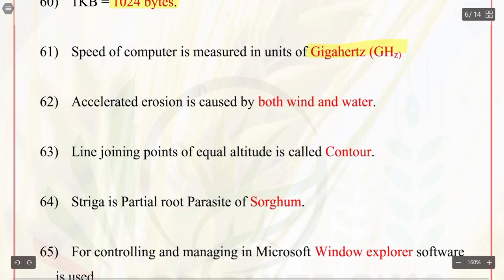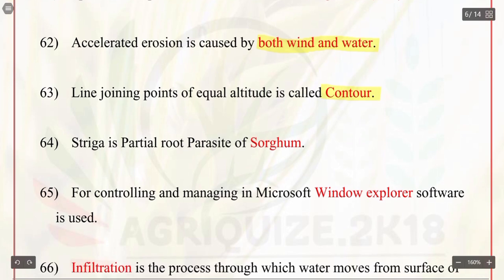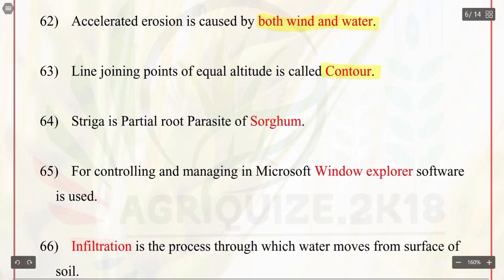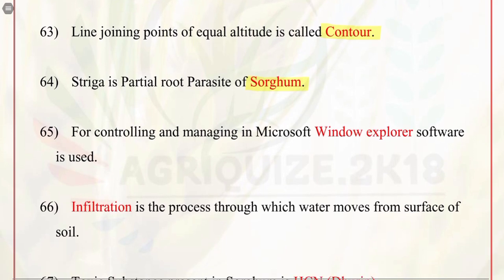Next, accelerated erosion is caused by both wind and water. Next, line joining points of equal altitude is called contour. Question number 64. Striga is partial root parasite of sorghum. Next, for controlling and managing in Microsoft, Window Explorer software is used.